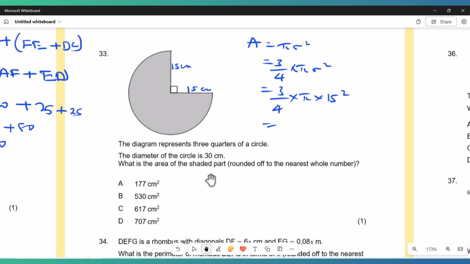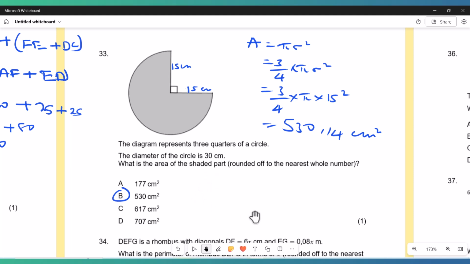So what's our answer here? Calculator, let me take it out here. So 3/4 times pi, then times 15 squared. It gives me 530.14. But they said they wanted the nearest whole number, so it's going to be 530, which is going to be our B here. Hope we are together.